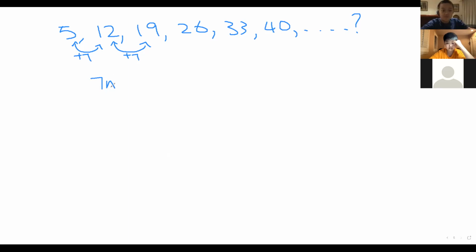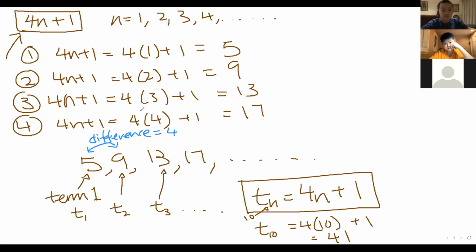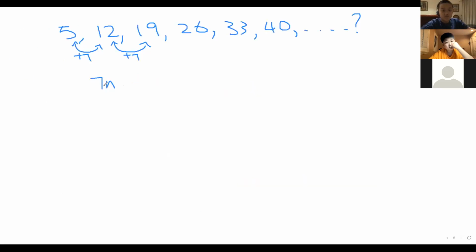7 is being multiplied to n, which is the number of terms. If you look back to the previous one, this one had a difference of 4, and this was 4n. Here we have a difference of 7. This is 7n. But with 7n, usually it comes with us adding or subtracting a number, because it didn't just start with 7n. In this case, we actually are adding something.